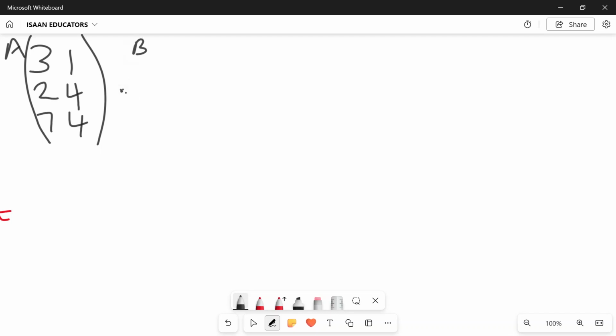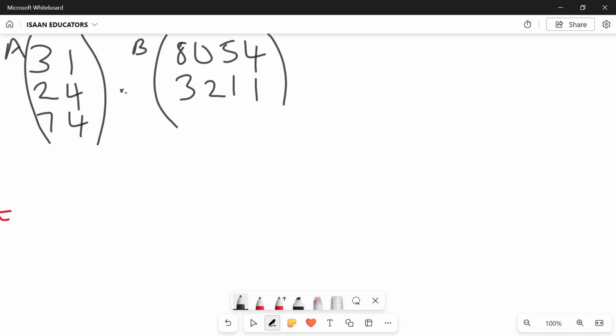Matrix B, whose elements are 8, 0, 5, 4, and 3, 2, 1, 1. Before we begin multiplying, we must first confirm that these two matrices can be multiplied.